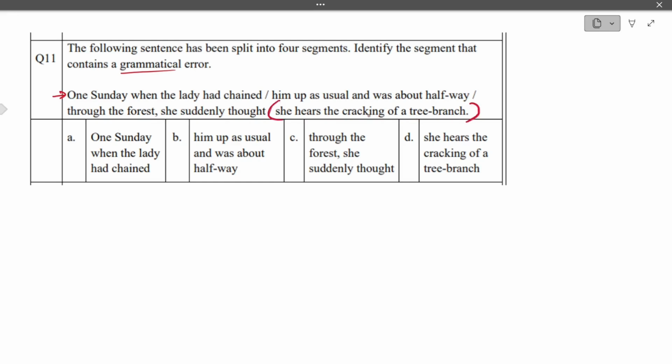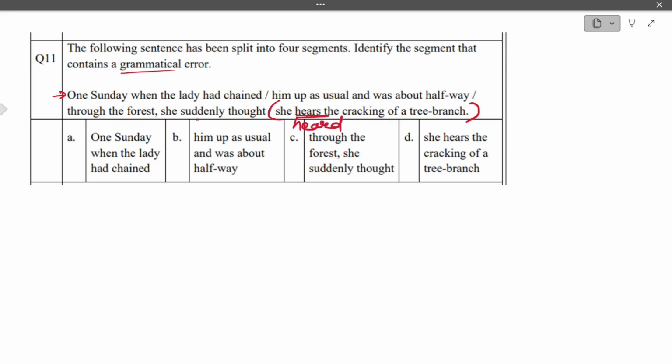She hears the cracking of a tree branch is the wrong answer, because the error lies in the tense inconsistency with the sentence. We have she suddenly thought, right? So she suddenly thought is in the past tense. The subsequent clause also should be in the past tense, but here it is not in the past tense, right? So it should be she heard the crackling of a tree branch. Basically, hears is a wrong word here, so instead it should be heard.